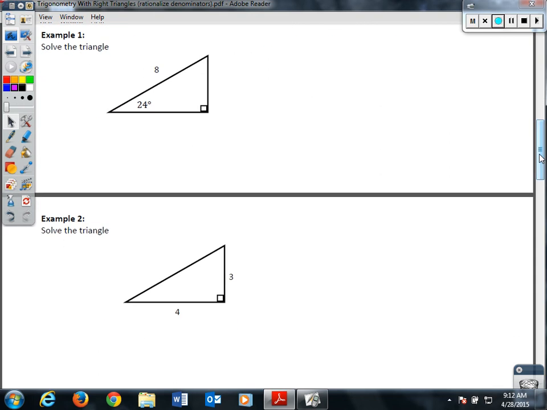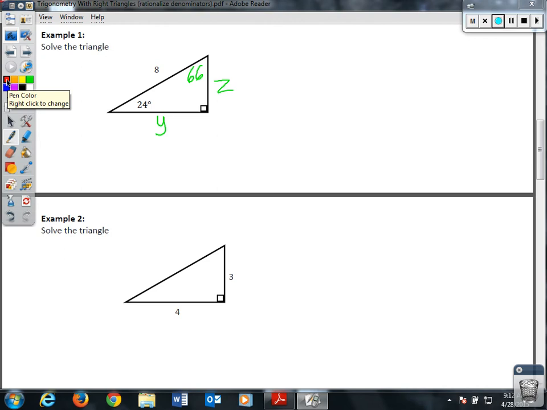So in example 1, we are given one angle and one hypotenuse. Well, the only hypotenuse, I guess. So first, let's find the other angle. I'll call that angle x, and I'll call this y and this z. So let's start by finding x. Well, all three angles have to add up to 180. One of them is 90, so that just leaves 90 for the other two. One of those is 24, so that just leaves 66 for that angle. So x is 66.